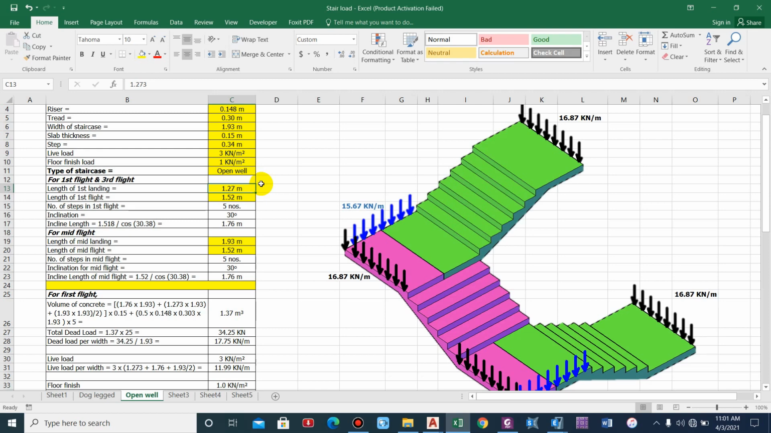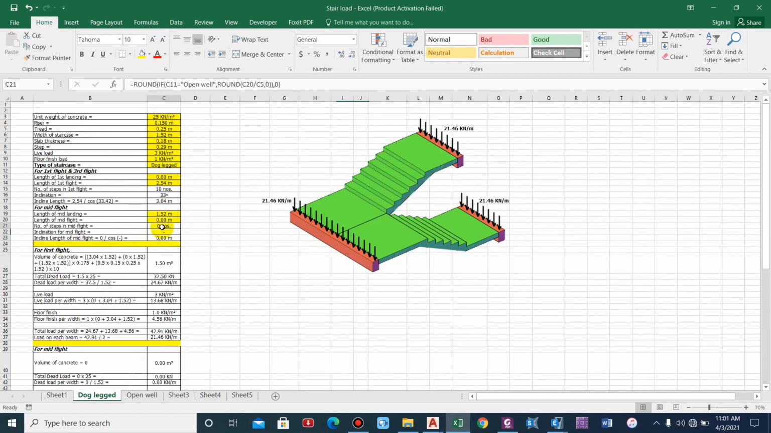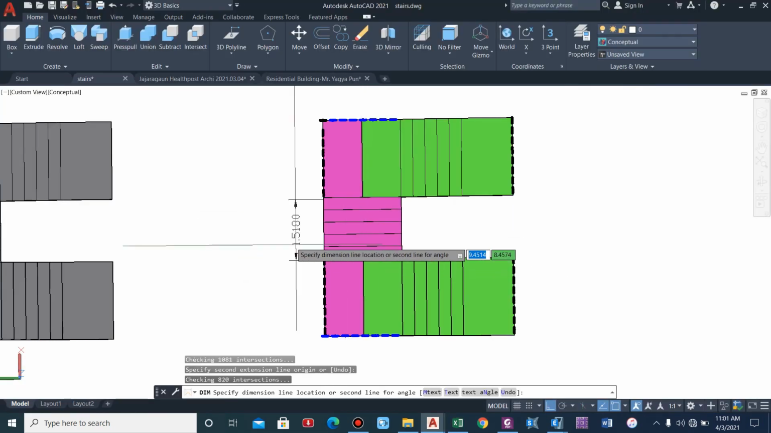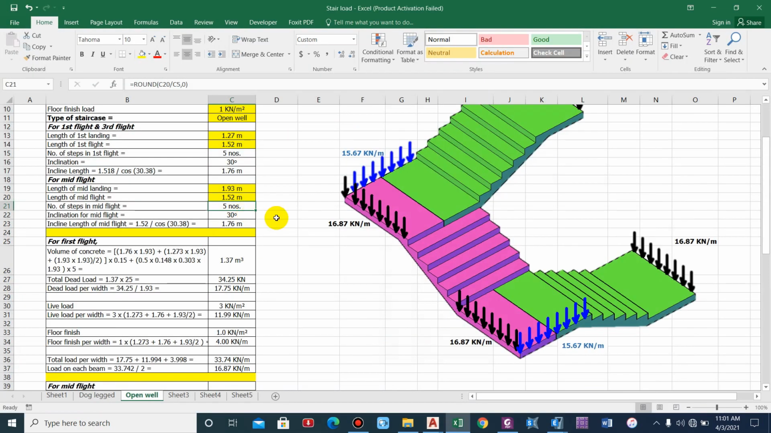So length of first landing 1.27, 1.52 as the length of the first flight. Number of steps 5 numbers. Inclination 30 degree. Inclined length as we have just computed 1.76. Length of mid landing 1.93. Length of mid flight as 1.52 meter, that we had excluded in the previous type, the dogleg. So it was 0, for now it is 1.52 meter. You can see from here as well. And number of flights will be same, that is 5 numbers, 30 degree, 1.76.